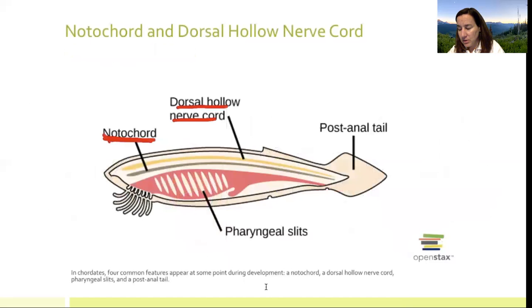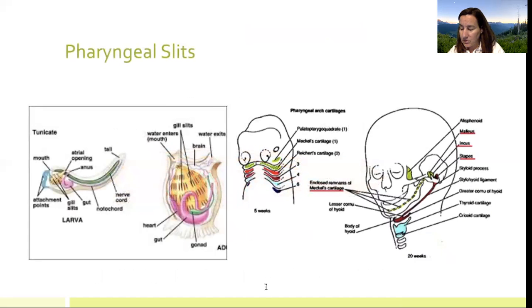Pharyngeal slits are not shown. Well, they are. They are shown here, aren't they? Nice and handy. Pharyngeal slits are here. We also have a picture of them here. I like this picture best for pharyngeal slits because it gives you both approaches. We have pharyngeal slits. We did.